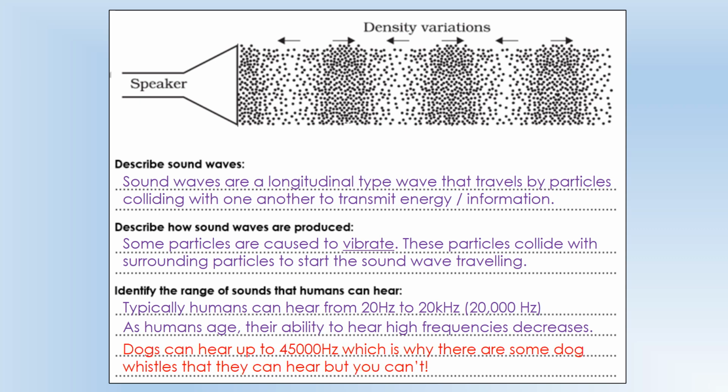As I said, different animals have different ranges. A dog can go up to 45 kilohertz, which allows us to have some useful inventions. We can make something called a dog whistle, which emits a frequency above the human hearing range but inside the dog one, so we can whistle our dog without it annoying everyone else, which I think is kind of cool. Okay, so that's some sound waves.